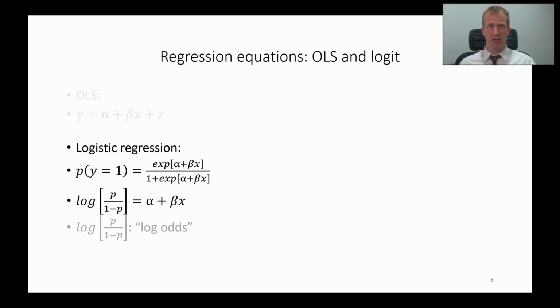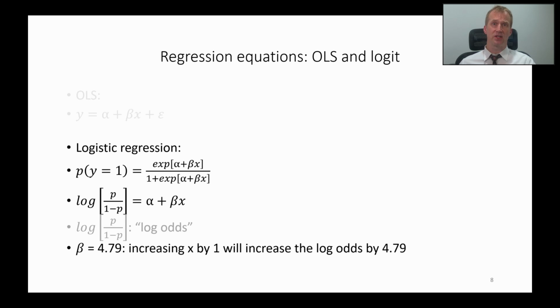So if beta is positive, then there is an increase in the probability of y happening compared to it not happening. In our case, the value of beta estimated from logistic regression is 4.79, which means that increasing x by 1 unit will increase the log odds by 4.79, which increases the odds by 121. In any case, a positive value of beta increases the odds of y, and a negative value of beta decreases the odds of y, and the precise interpretation of effect sizes is complicated, more complicated than for OLS.